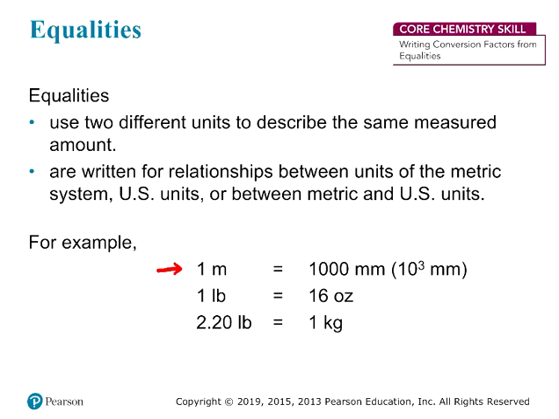Now, additionally, equalities are written for relationships between units of the metric system, US units, or a combination. So if we're going from metric to US units or vice versa. For instance, the first example we just went over was between two metric units, the meter and the millimeter. Our second example is between two US units. A pound is equal to 16 ounces. And then the last example, we're converting from a US unit to a metric unit. So 2.2 pounds equals 1 kilogram. The 2.2 pounds is a US unit, and 1 kilogram is a metric unit, whereas up above we had metric and US to US unit.